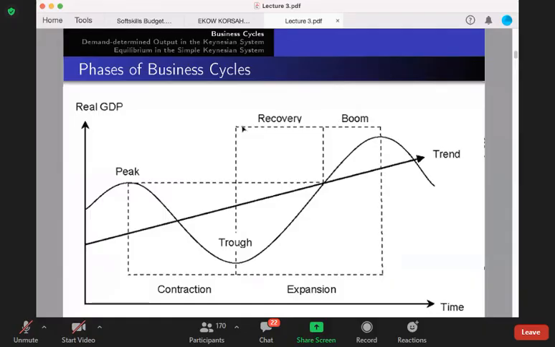So that is what you see here. The boom here simply refers to a situation where, along the recovery path, GDP comes back to its original peak and goes beyond it. So we call it a period of boom.